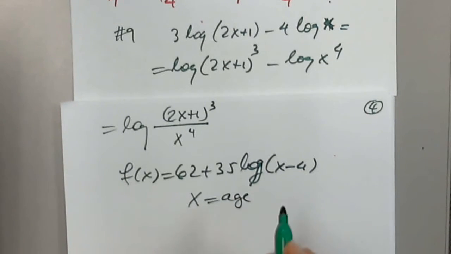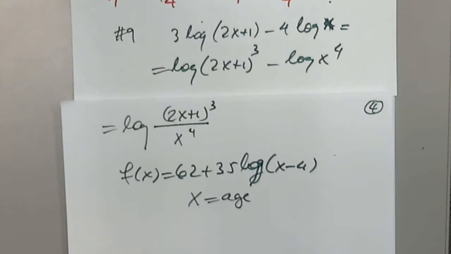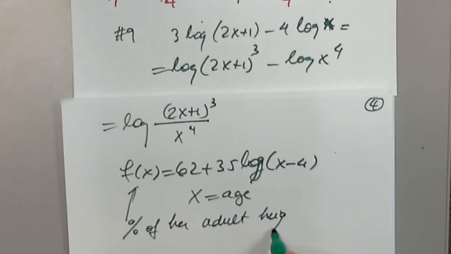X is the age. So that's one thing that I observed and I wanted to refresh your memory on. Every time you read a problem, take some notes and look at it. Oh, okay, so this is the function and x is age. Okay, then I read on. f of x represents the percentage of her adult height.